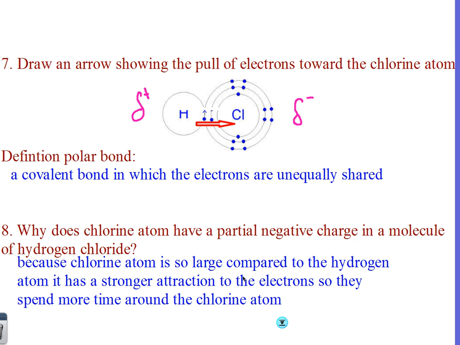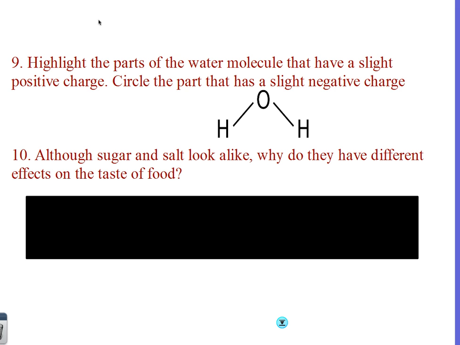So again, because that chlorine atom is so large, it has a larger electronegativity. We've done it by molecule at atomic size just to help you visually. Then it has a stronger attraction to those electrons. They just spend more time orbiting around the chlorine. Okay, they're unequally shared. All right.